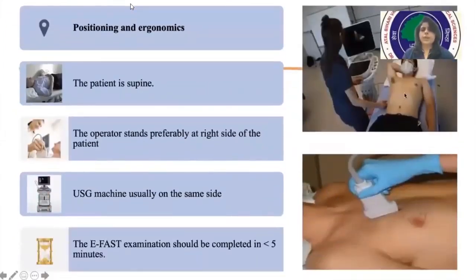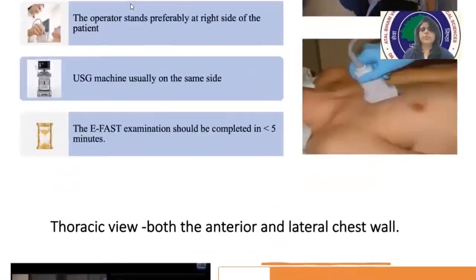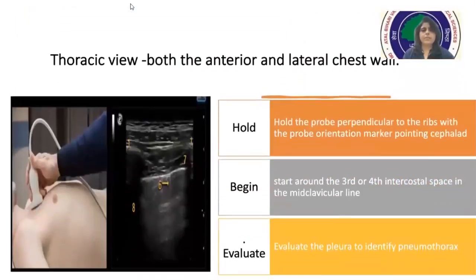How will you do it? The patient is usually supine as they are trauma patients, and the operator will stand preferably on the right side, but any side can be preferred. Keep your ultrasound machine at ease so that you can manipulate the buttons easily. And for eFAST, it is important to note, it should be completed in less than 5 minutes.